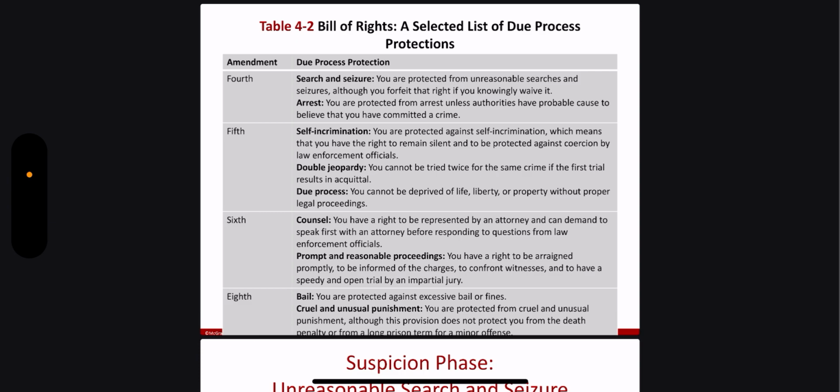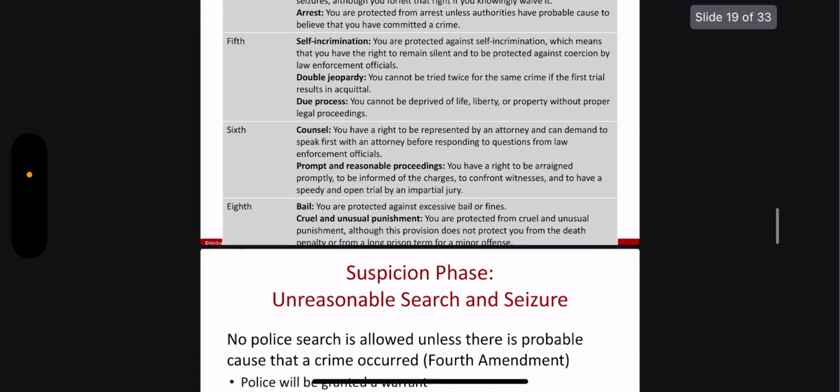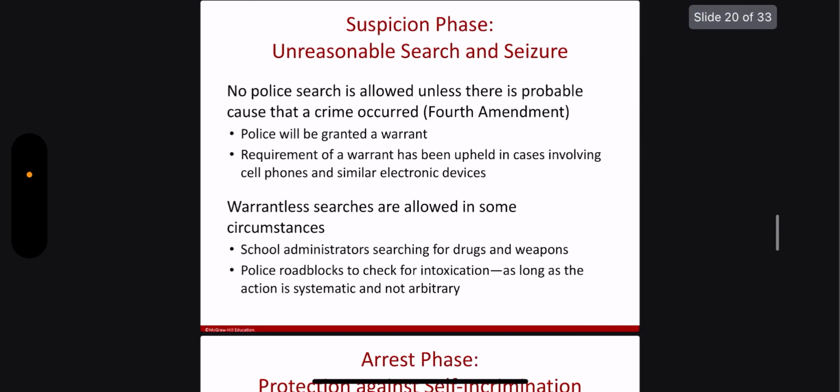All right. As we talk about due process, there are four phases that this occurs in when you are going to be accused of a crime. So we have the suspicion phase. Again, this goes back to that Fourth Amendment, unreasonable search and seizure. Basically, police aren't allowed to search you unless there is probable cause.